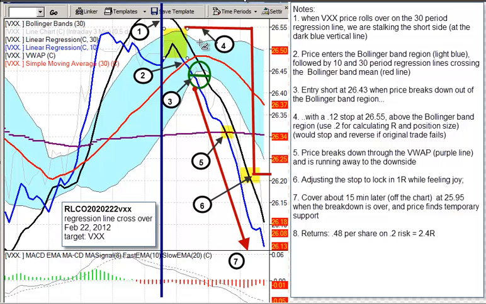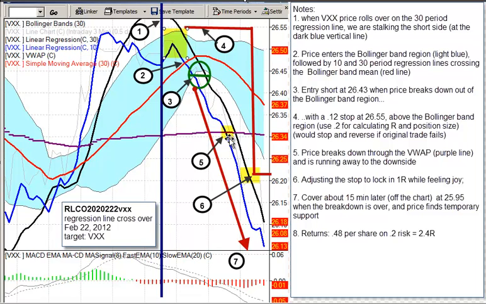I put a 12-cent stop in on this one. For calculating R and for position size, I'm going to use a full 20-cent initial stop. But even the 12-cent stop puts you outside of the Bollinger Band, and so another 8-cent cushion to account for spikes and slippage is not unreasonable. So 20-cent stop going short the VIX at 26.43.